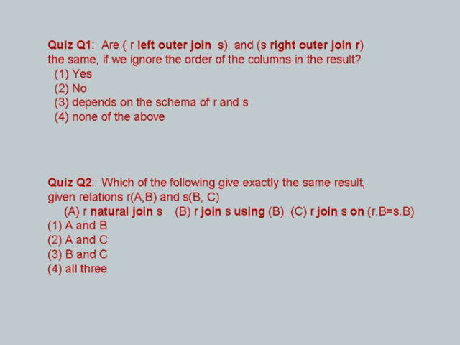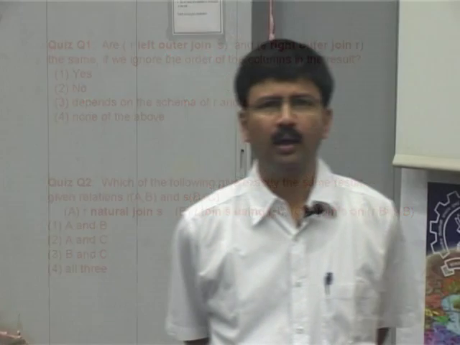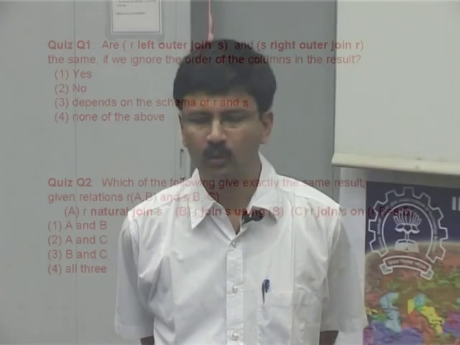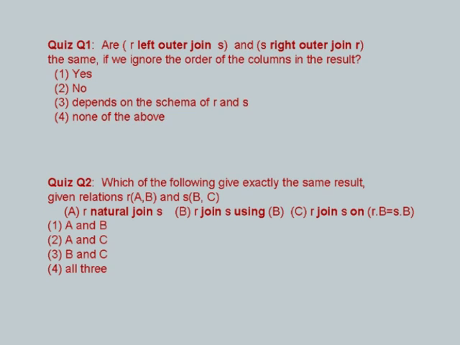What about the third one? R join S on R dot B equal to S dot P. If you recall, the natural join as well as the join using remove duplicate columns, whereas a join with an on condition preserves the duplicate columns. Therefore, C is not exactly the same because it has two occurrences of B, one is R dot B, one is S dot B. The values are going to be the same, but the table has one extra column. Therefore, it is not exactly the same. So, the answer is option A, which is A and B are the same, but the others are not.